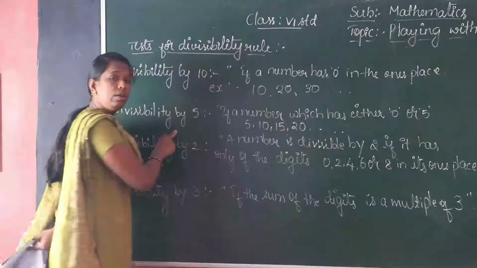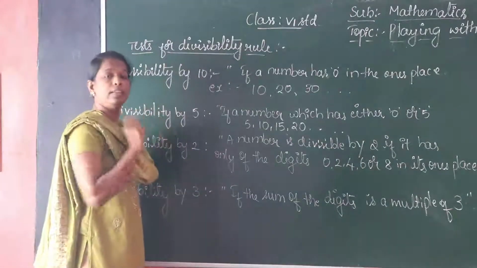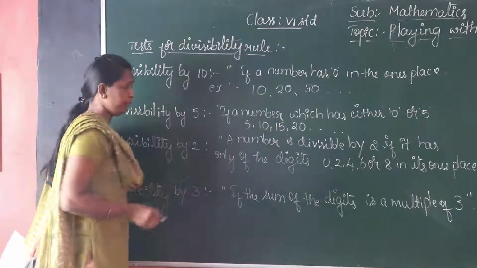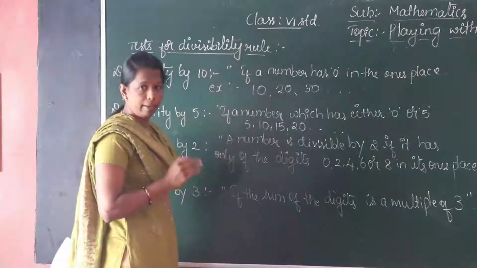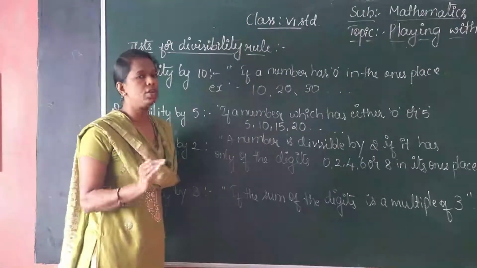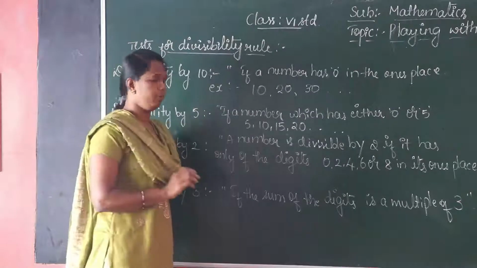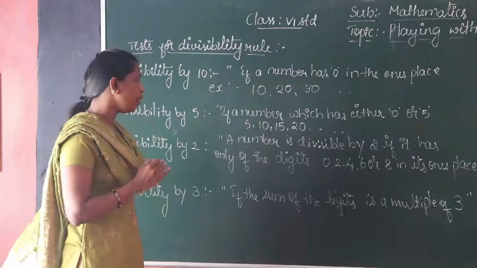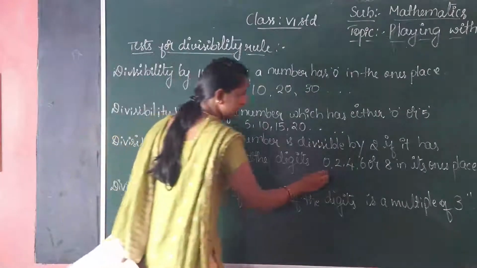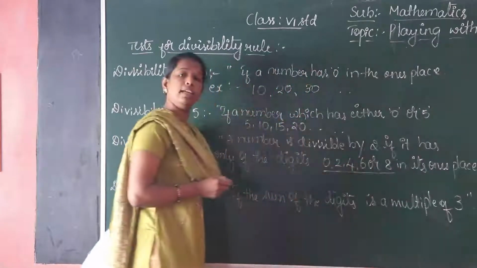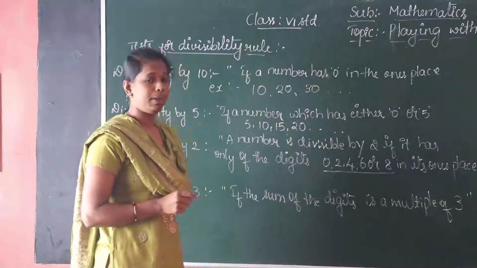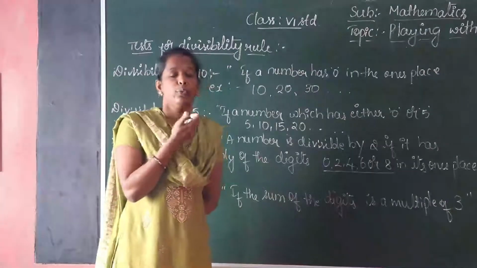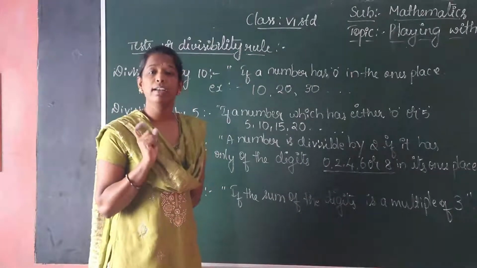whereas the divisibility rule by 5 is that the unit place is 0 or 5. And then divisibility by 2. Even numbers are usually divisible by 2. If the number has only the digits 0, 2, 4, 6, 8 in the unit place or ones place, it is divisible by 2, so this is applicable for even numbers.